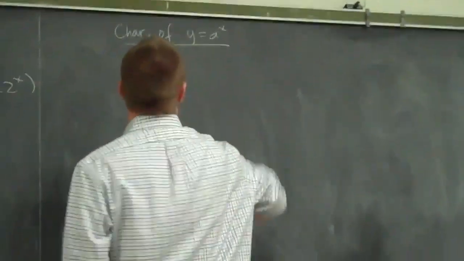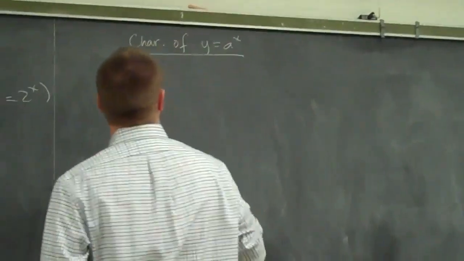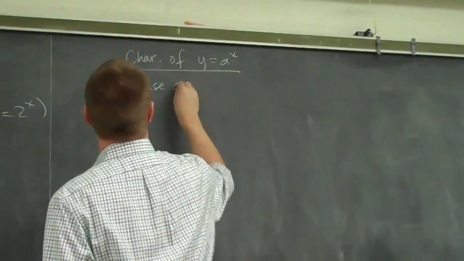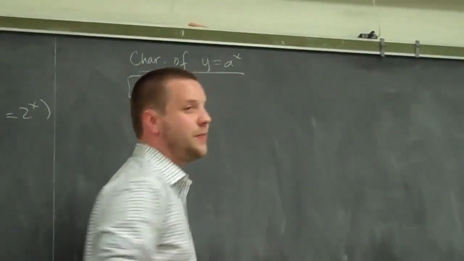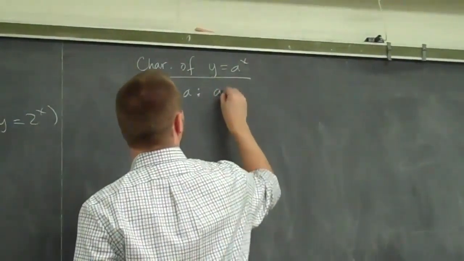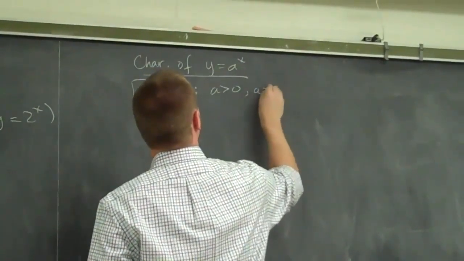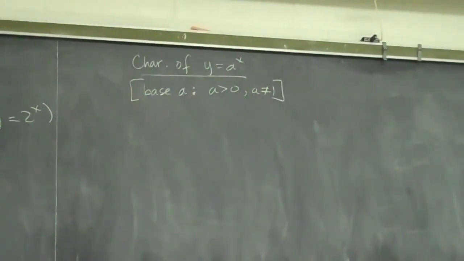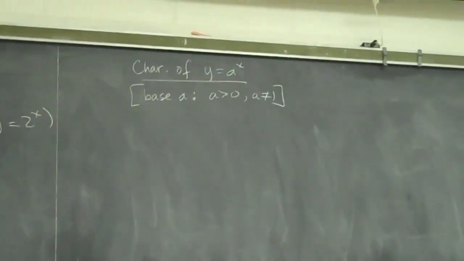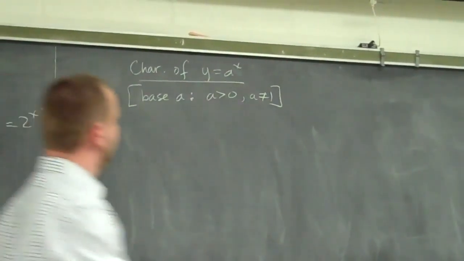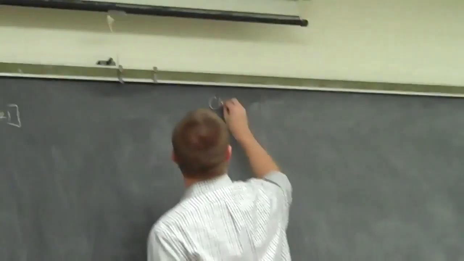We had 5 or 6 characteristics here. Okay? First thing, we said about the base. We didn't put it under characteristics, but we did mention the base. We said it had to be positive, it couldn't be 1. Remember, we don't do -2 to the x power. That has a weird domain. Okay?